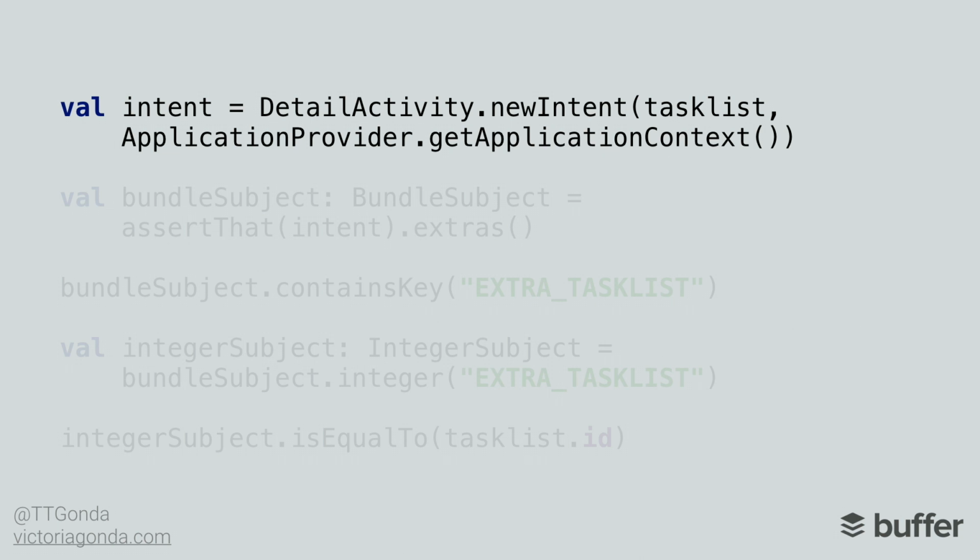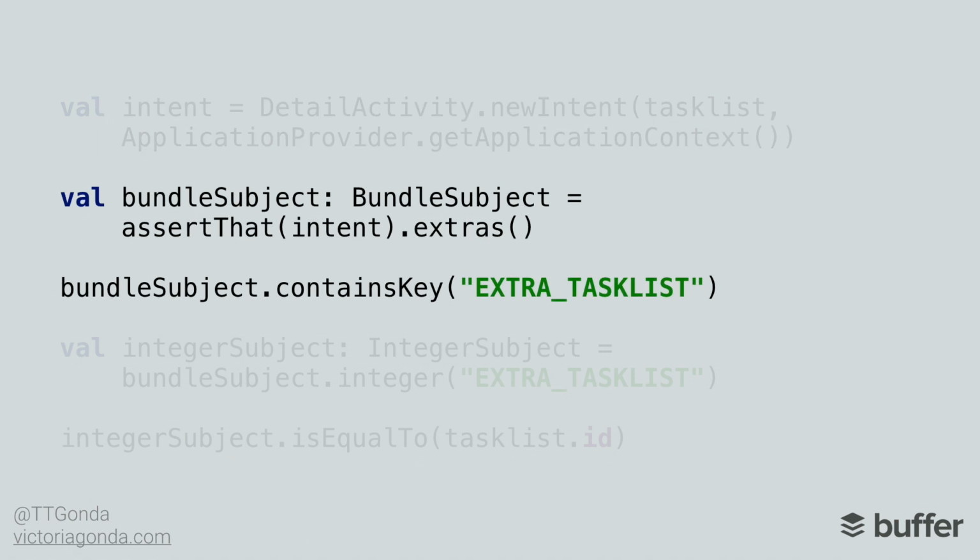This calls the method on the detail activity to get the intent we want to perform our tests on. We'll be testing that this method builds the intent correctly. Notice that we're using the application provider I mentioned before to get the application context to pass in as a parameter. So application provider, get application context.